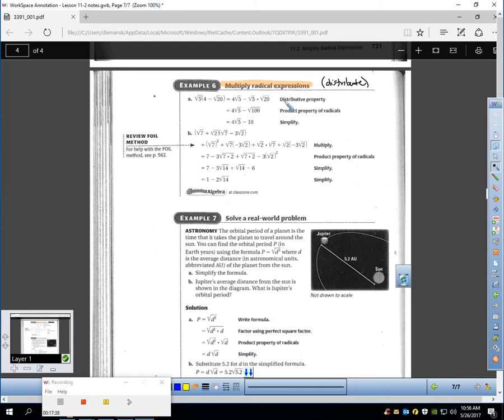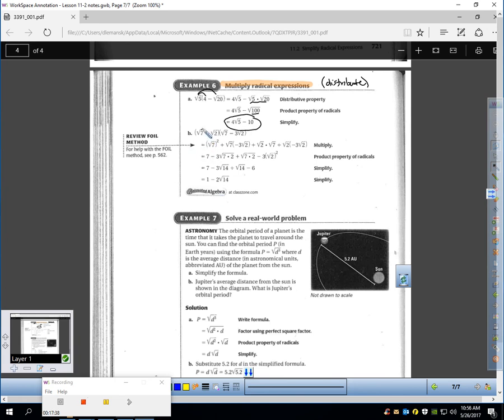Okay, you might have to distribute when you multiply radicals. Like here, I'm doing this times this and this times that. So I get 4 radical 5 minus radical 5 times radical 20, and those I can combine into radical 100, and the square root of 100 is 10, and then there's no like radicals. I just simplify it.